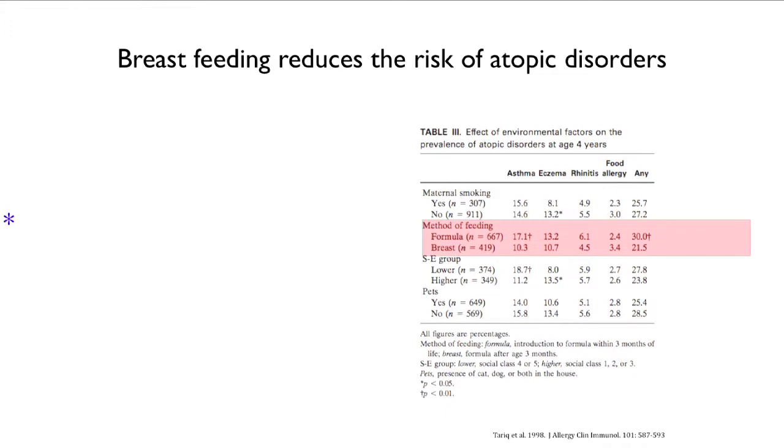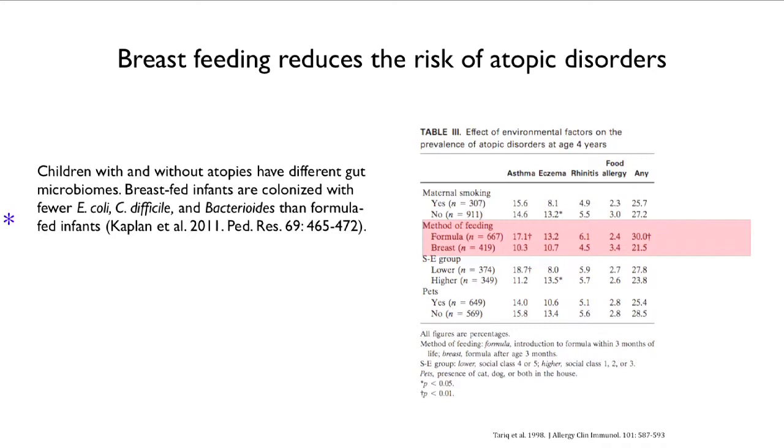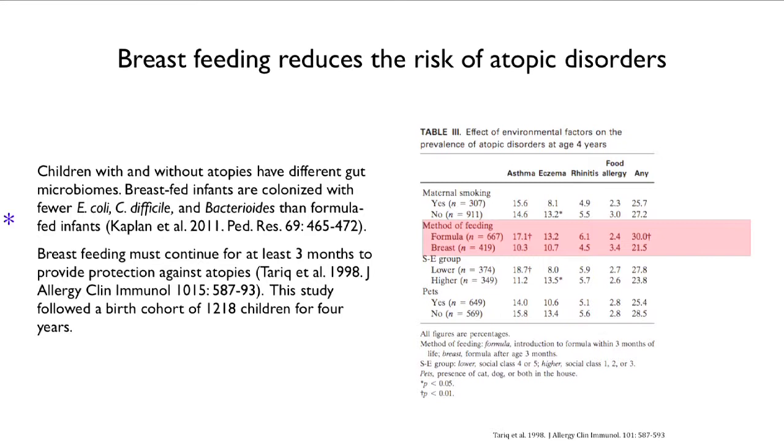Then, the next thing that happens, of course, is breastfeeding. And it turns out that breastfeeding is a very good idea, and that the children with and without allergies and eczema and things like that, with these different gut microbiomes, usually have been affected by how much breast milk they've had. So breastfed infants don't get as much E. coli, Clostridium difficile, and Bacteroides. And if they have been able to continue breastfeeding for about 3 months, then they are protected. And so this is the difference here in asthma and in any kind of atopy, quite highly significantly different for formula and breastfed. Much higher on formula, much lower on breastfed.